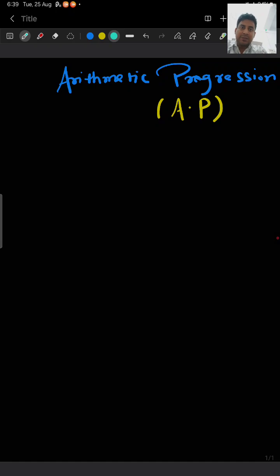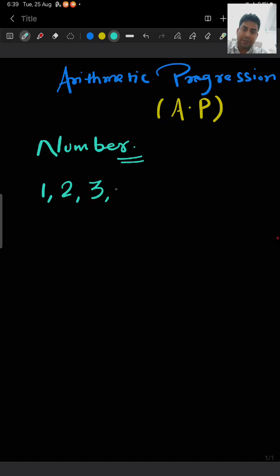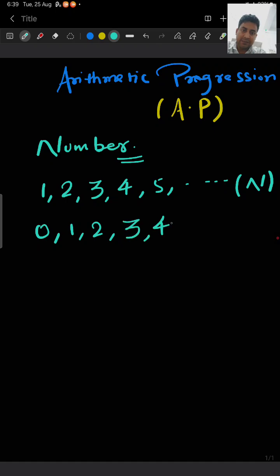First, we all know about numbers. Number is a very fascinating and very important thing in our life. In very early classes we learn about numbers like natural numbers 1, 2, 3, 4, 5. Okay, these are natural numbers. After natural numbers we learn about whole numbers. These are 0, 1, 2, 3, 4. When 0 is included in natural numbers, this is called whole numbers.